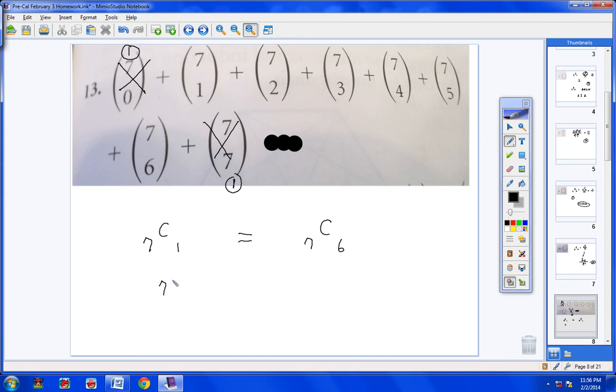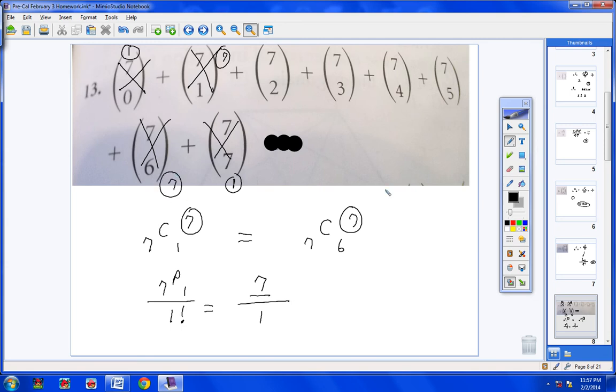So right here I have 7P1 over 1 factorial, and of course this means I'm going to put 1 blank because of the 1 right here, and I have 7 options that go in that blank, so 7 all over 1 factorial. 7 over 1 is 7. So this equals 7 and this equals 7. So I'm going to cross this off and put a 7 right here and circle it. And I'm going to cross this off and put a 7 right here and circle it.